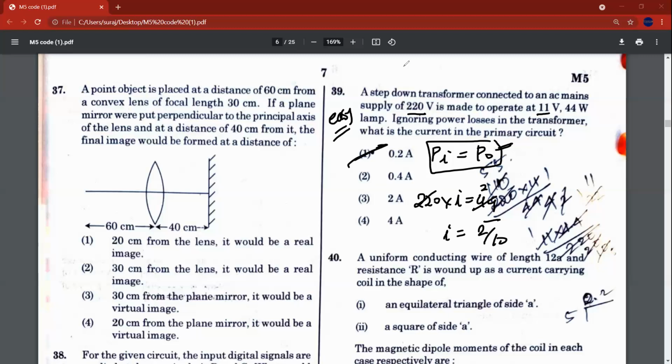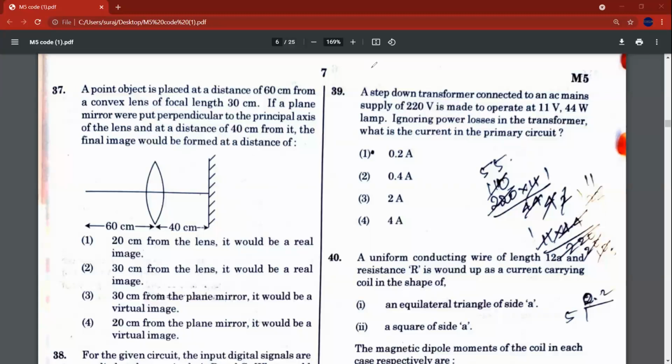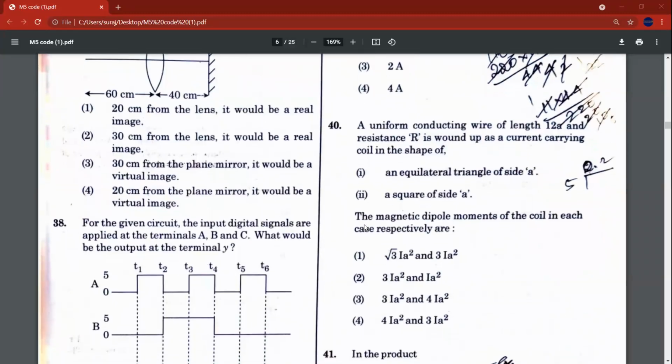Next, coming to question number 40. Uniform connecting wire of length 12A and a resistance R. Yeah, it's an important question. One mistake you might do. It's easy but important. Uniform connecting wire of length 12A, resistance R is bound up as a current carrying coil in the shape of an equilateral triangle or a square of side A.